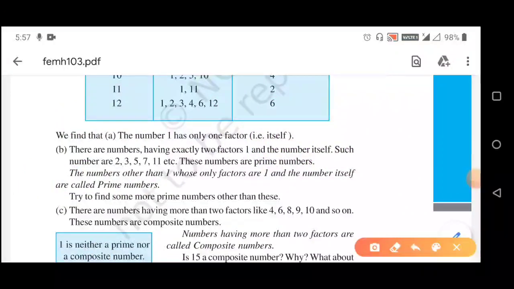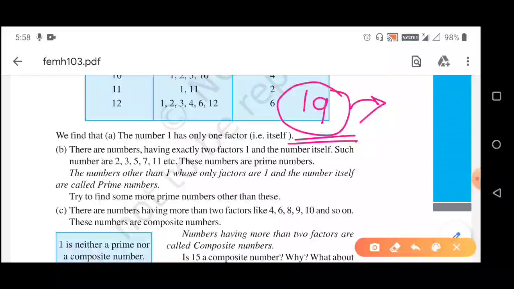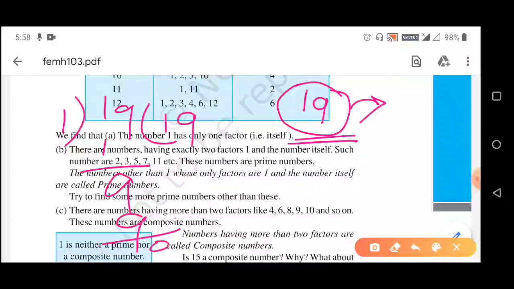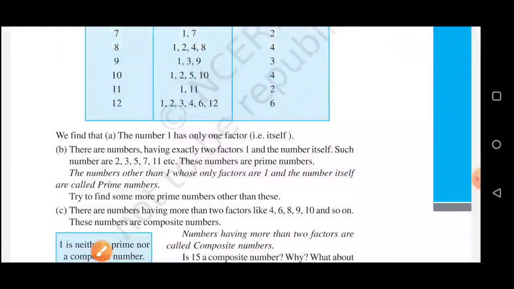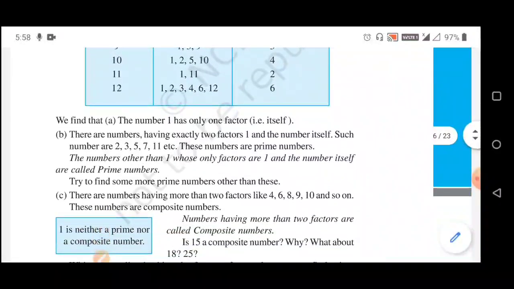Now what are factors? Suppose you are taking 19, then to find the factors of 19 you have to find the numbers by which you can divide 19 exactly. Now we can divide 19 by 1 exactly. So 1 ones are 1, then 9, 1 nines are 9, so 19. Now we can divide 19 by 19. 19 ones are 19. So here we are getting two factors only. The factors are 1 and 19. So 19 is a prime number.